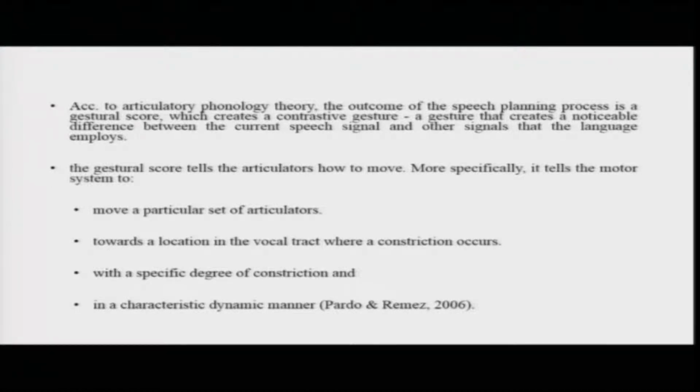So these are all mini instructions, so to speak. Again, I am oversimplifying this, but the gestural score creates a set of mini instructions in order for the system to know how to produce these specific sounds. So that's basically the aim. The movement of the articulators produces a set of speech sounds that can be classified according to three things. First is the place of articulation, second is the manner of articulation, and third is whether this is voiced or unvoiced.